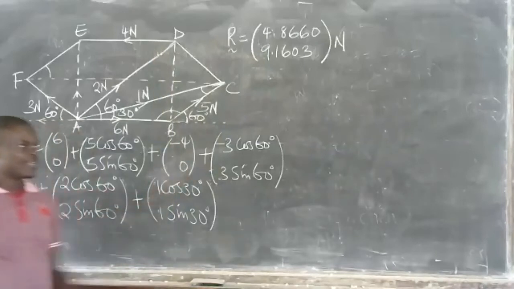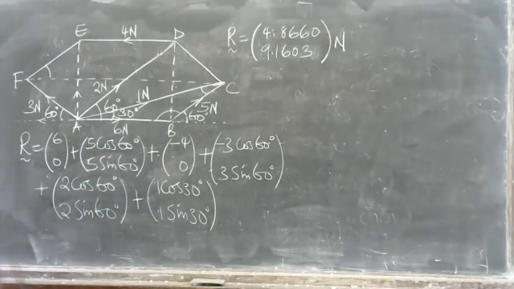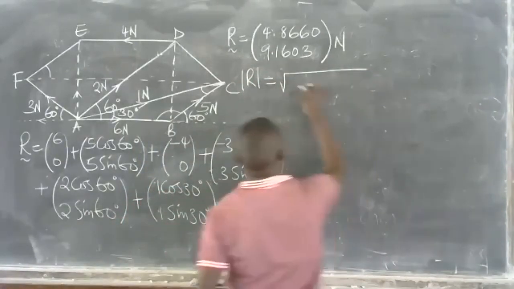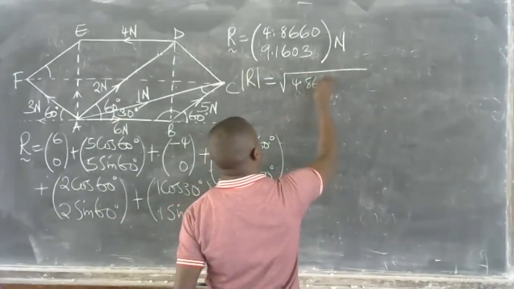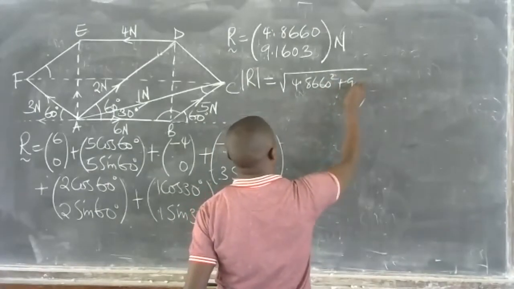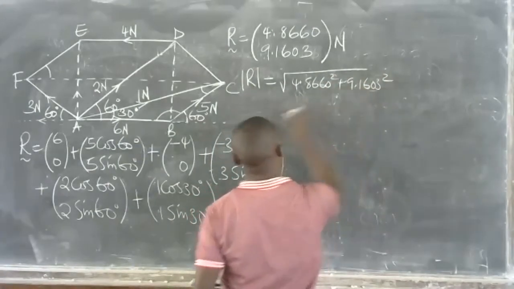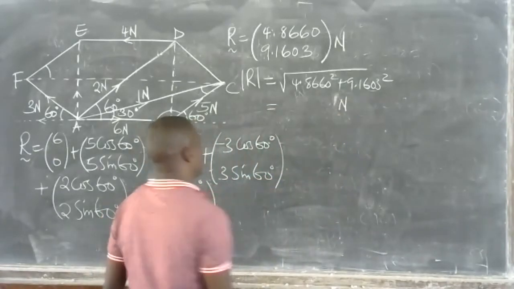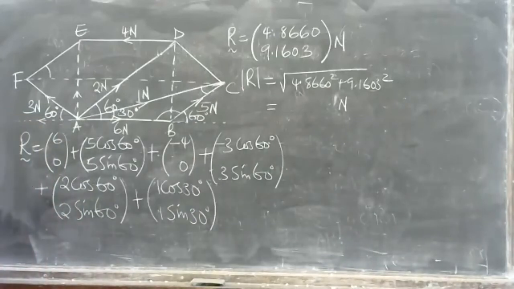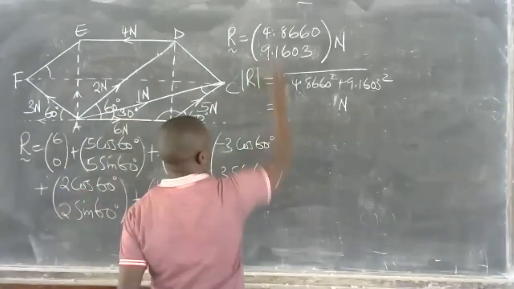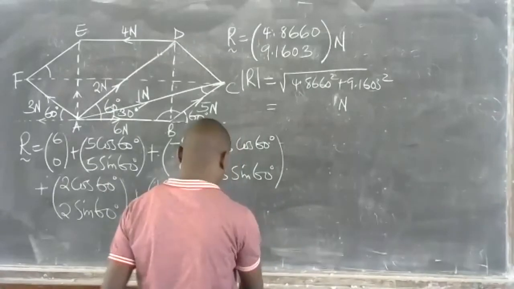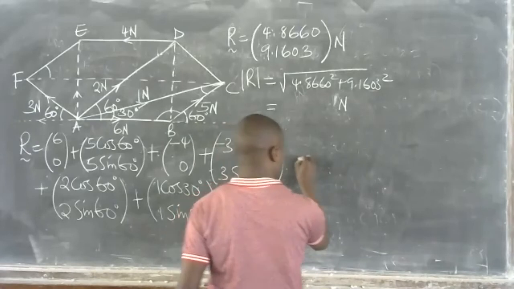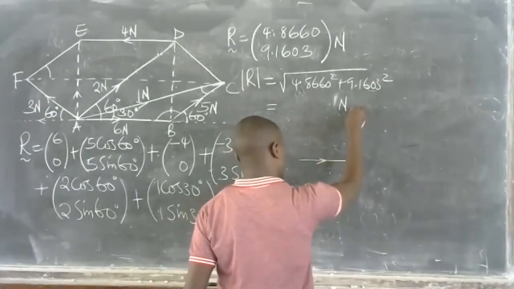But please don't underline that. That's not the answer. We get the magnitude of the resultant and direction. 4.660 plus 9.1603 squared Newtons. And then we get the direction. Both are positive. So the horizontal component is positive, but don't use freehand.